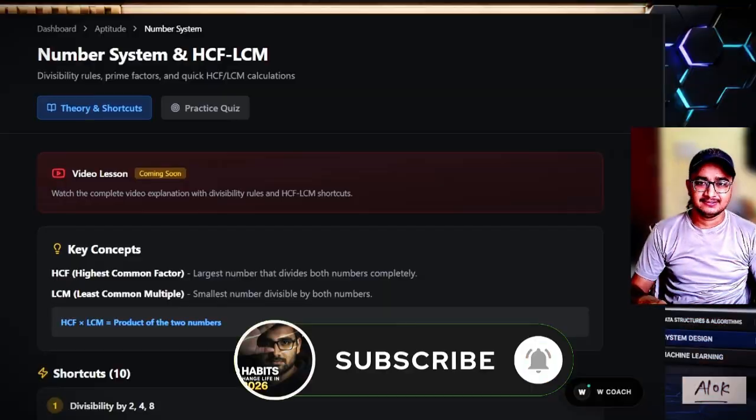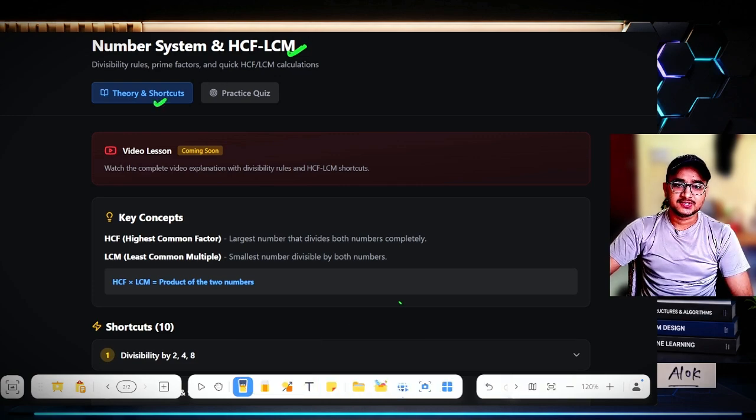Today, we are going to discuss LCM, HCF, then divisibility rule, and some shortcuts to solve problems fast while you are sitting in your NQT or any of the examinations conducted by these service-based companies. So let's move to the screen and get started with LCM, HCF, and number system. First, we will discuss theory and shortcuts. Then we have some questions which we will practice ahead in this video.